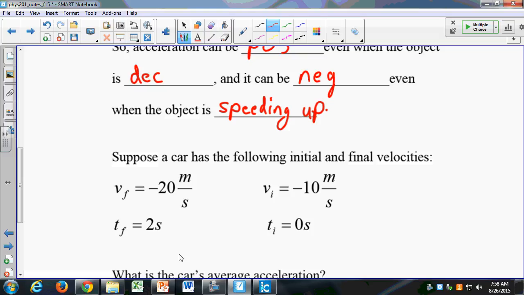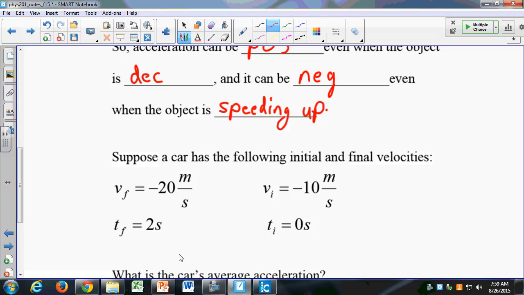Is it slowing down or speeding up? It's speeding up. So is the acceleration in the same or the opposite direction as the velocity? Same. Very good. It's in the same direction. When they're in the same direction, it speeds up. When they're in opposite directions, it slows down.